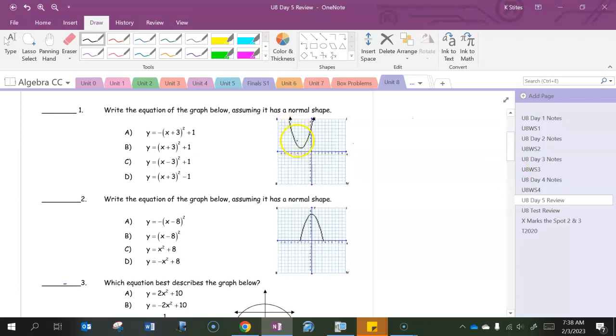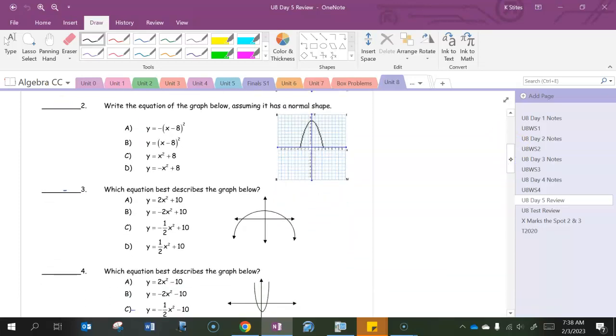The first thing I'm going to notice is that this is opening up, so I'm going to go ahead and get rid of option A because it has a negative A value. I'm also going to find my vertex. This is at -3, 1. And I know that when I write my vertex form, the x should change. So this -3 should become a +3. So that gets rid of letter C, and my 1 should stay the same sign, so that means B is my answer.